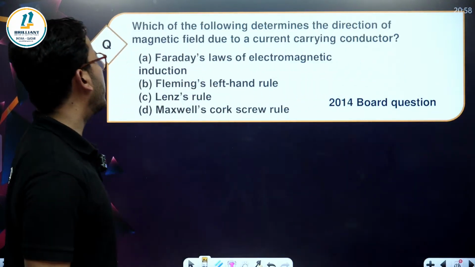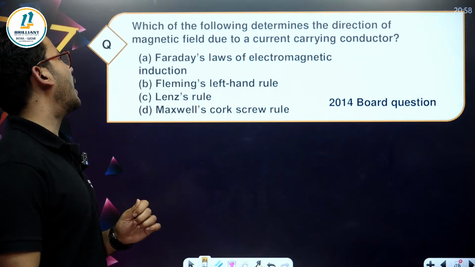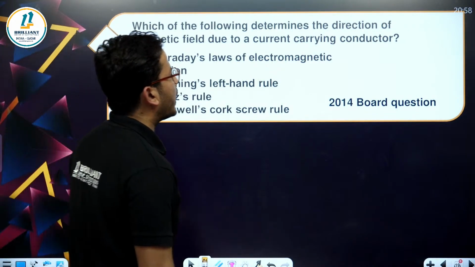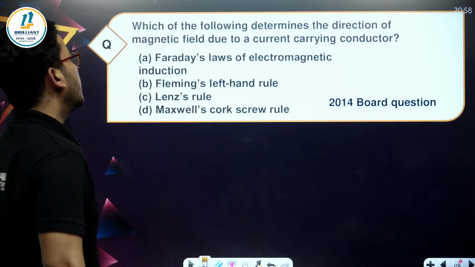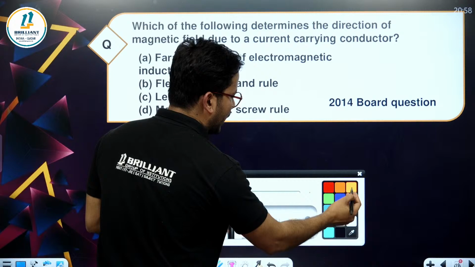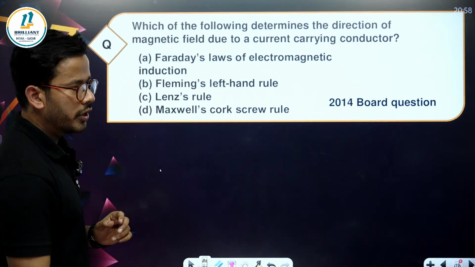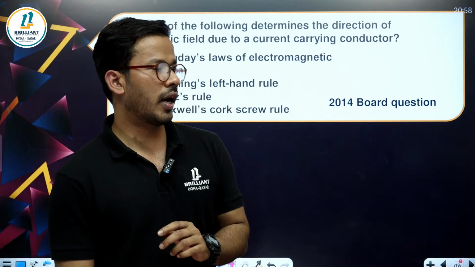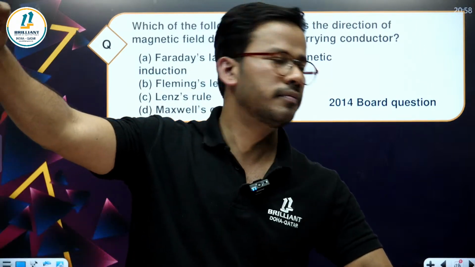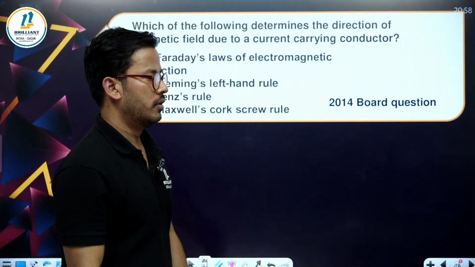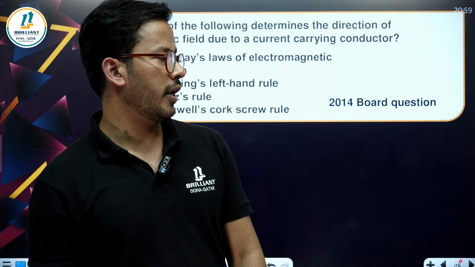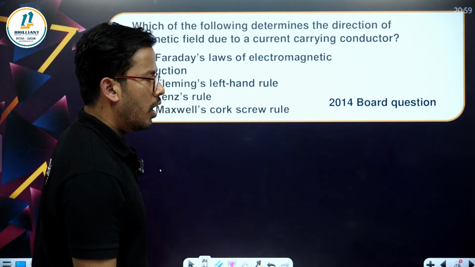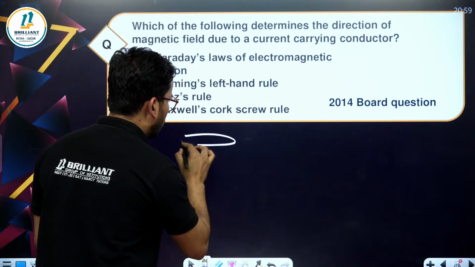All right. Which of the following determines the direction of magnetic field due to a current carrying conductor? Which rule? Which should be the answer? All right, you're going to tell me Maxwell's corkscrew rule, right?